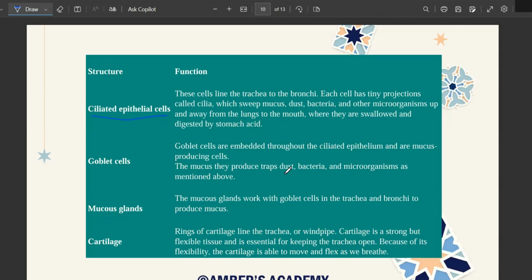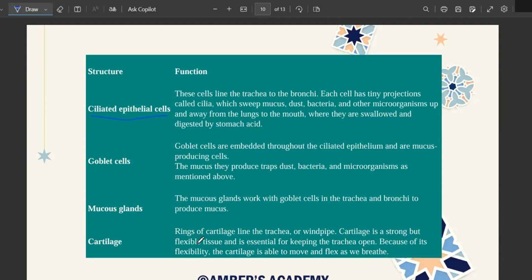The mucus they produce traps dust, bacteria, and microorganisms. Then the mucus gland is located beneath the goblet cells, and they work along with goblet cells in the trachea and bronchi. So you need to also remember their location, that they are present in trachea and bronchi. Never mention that they are present in bronchioles. You'll not get a mark over there. Okay, so just remember their two sites, trachea and bronchi.